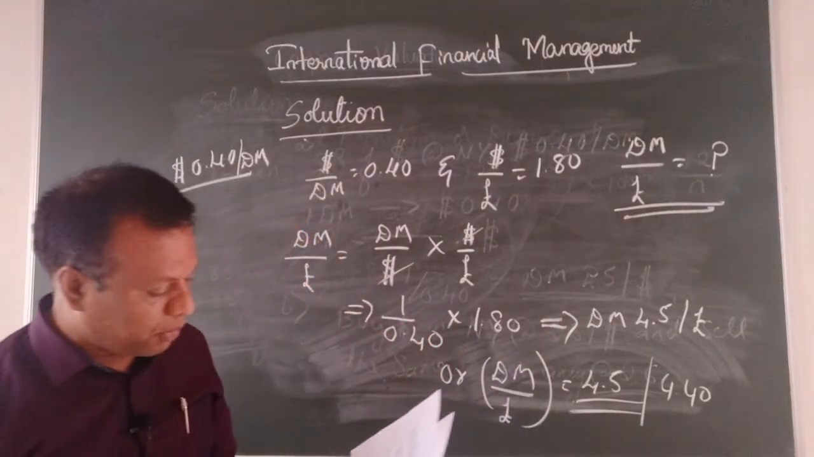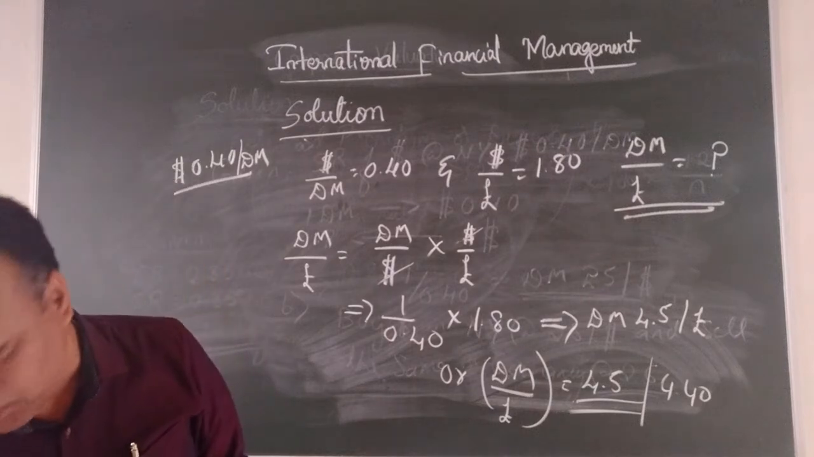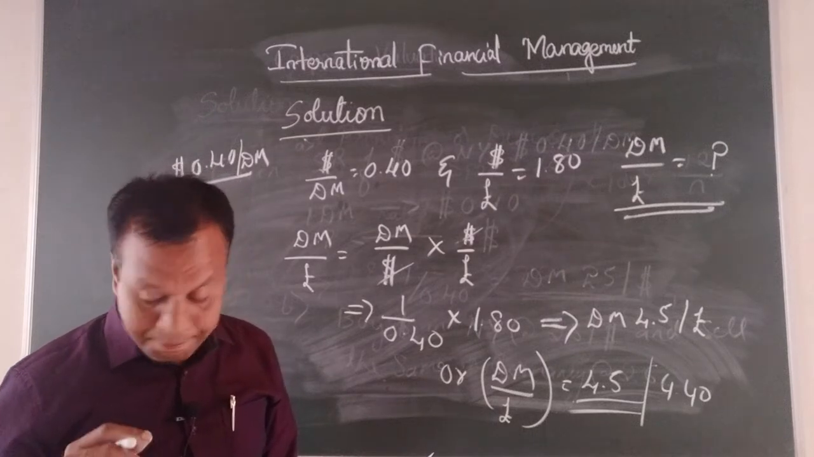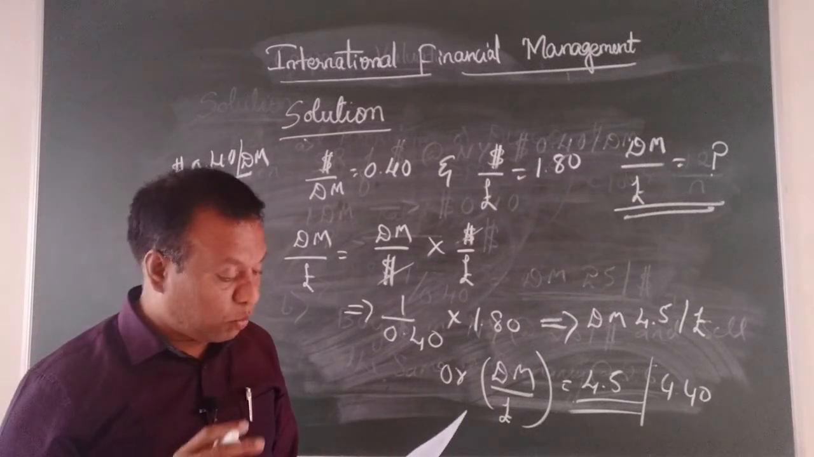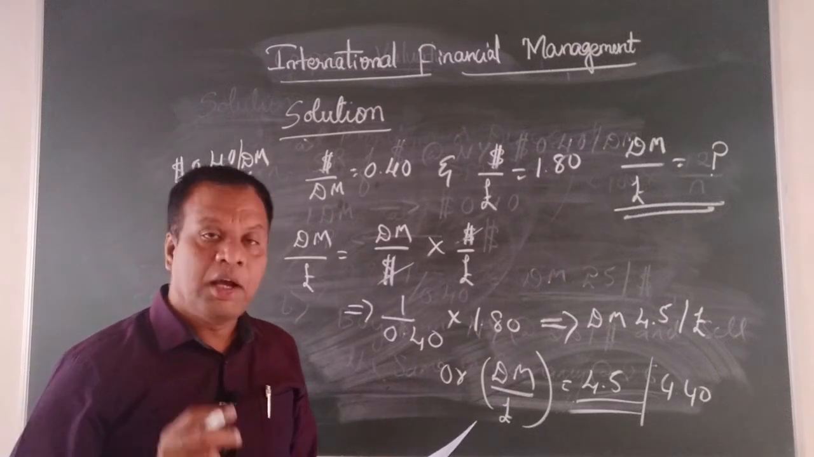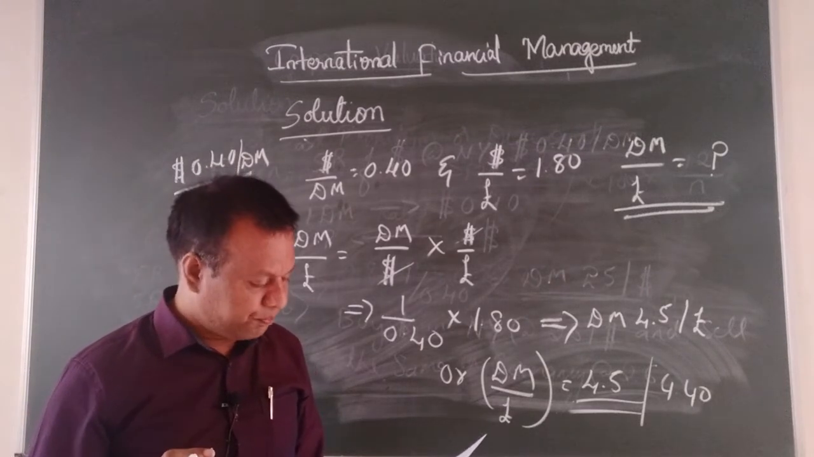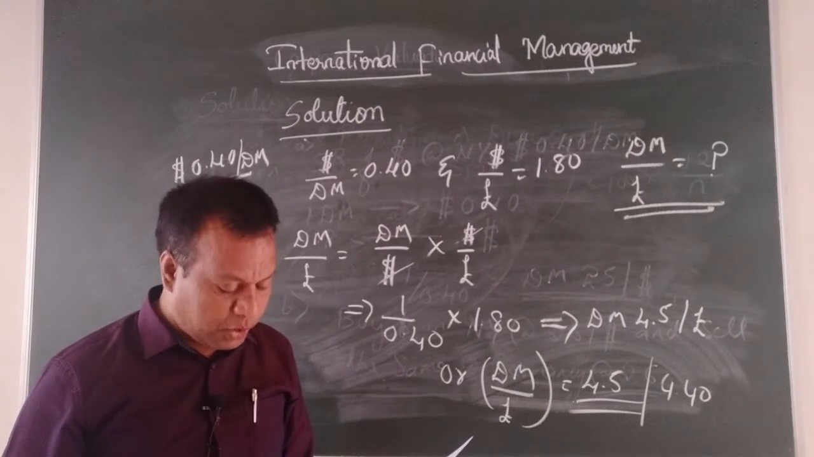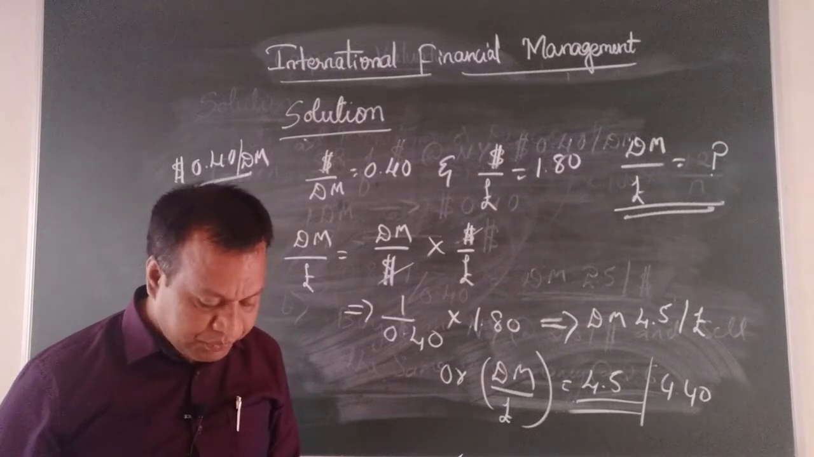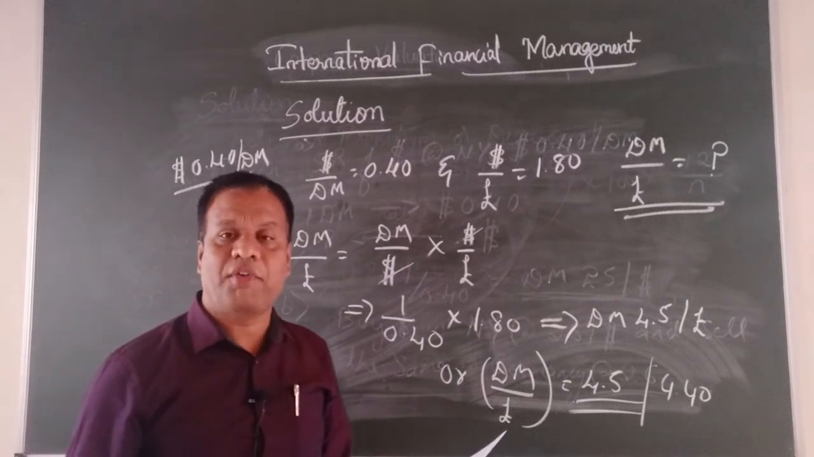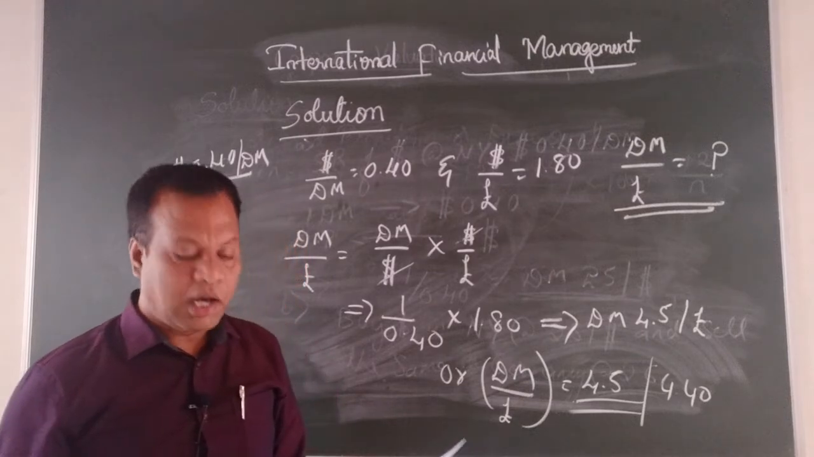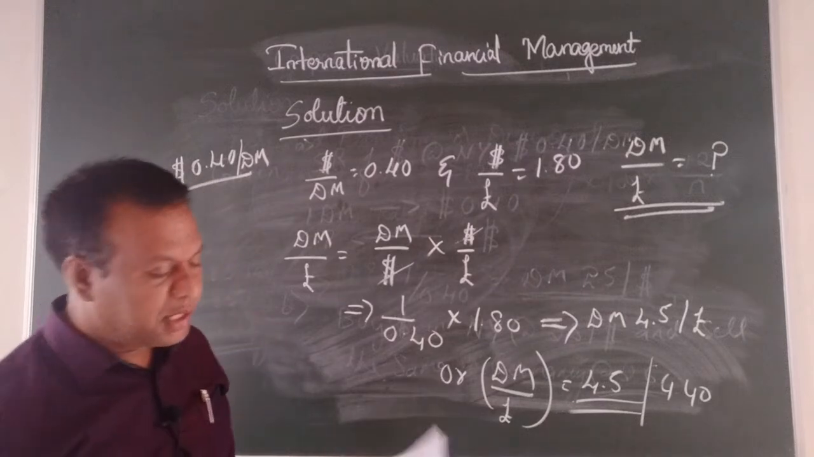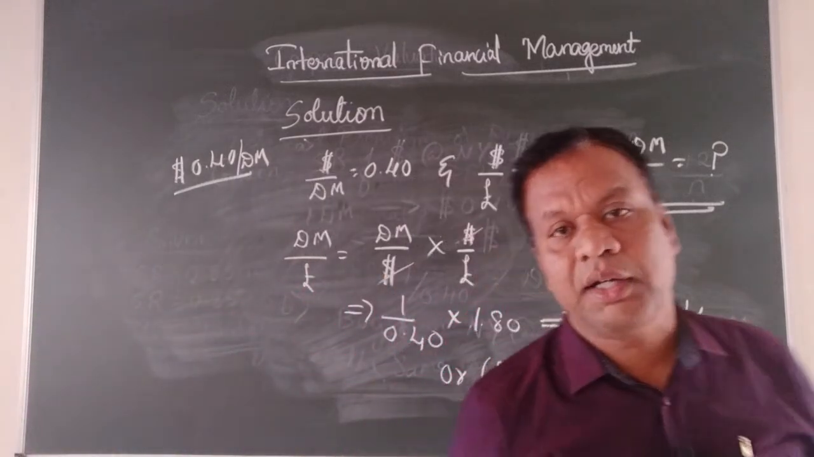So if the pound is quoted in Frankfurt at DM 4.40 per pound, then an intelligent investor is going to buy one pound in Frankfurt at the rate of 4.40 DM and sell the same in New York for 4.5 DM. Hence, the arbitrageur will have a profit of 0.1 DM.